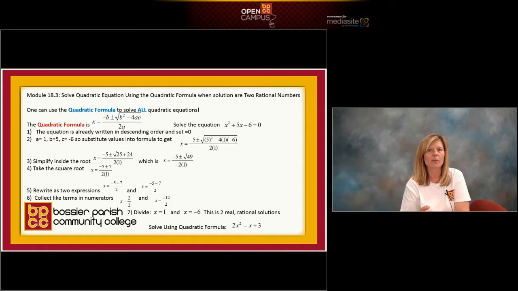Step one is you want to make sure your equation is set equal to 0 and all your terms on the left side are in the correct order. That's already done for us. Step two is I need my three numbers, a, b, and c. A is the coefficient in front of x squared. That's 1. B is the coefficient in front of x. That's 5. C is the constant. That's negative 6. So I make my students write that down. Then we'll go substitute into the formula.